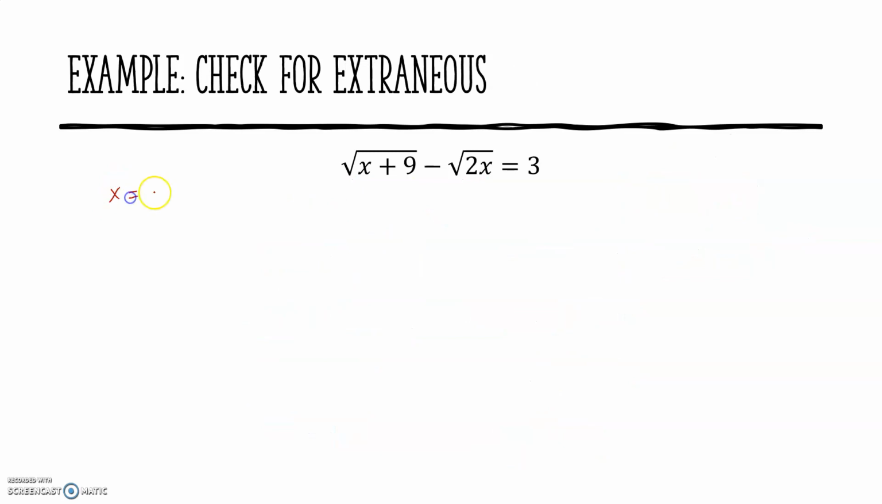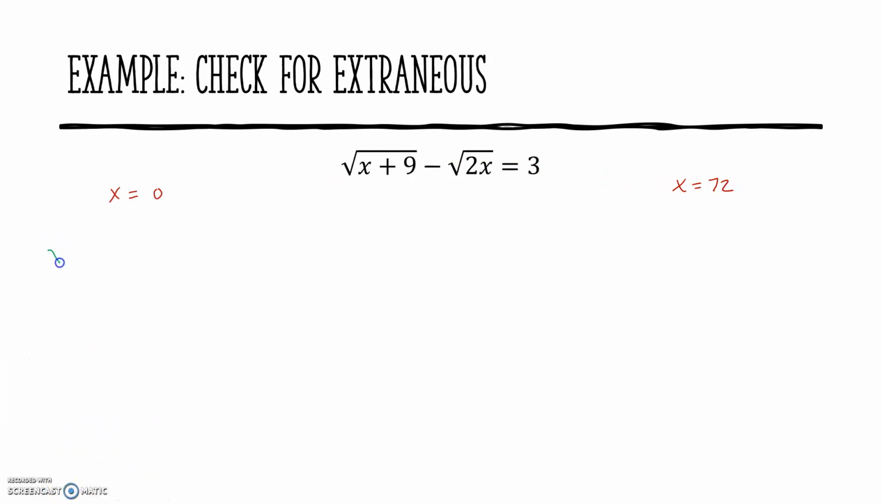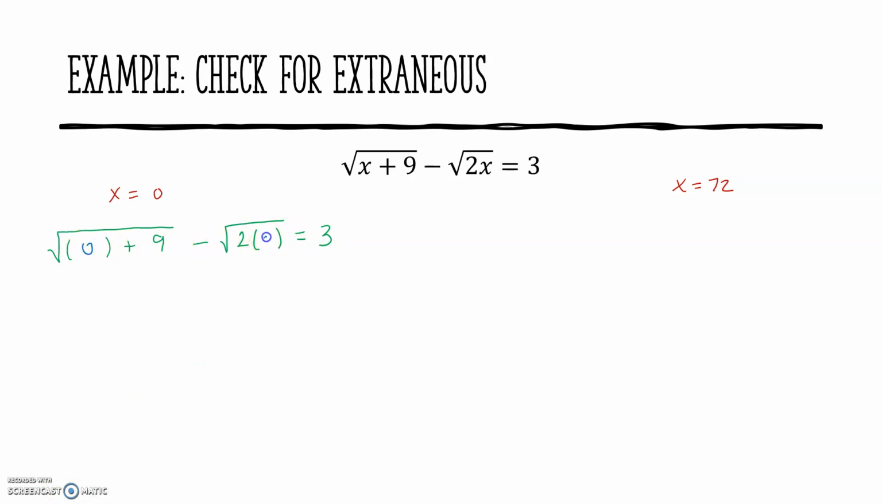So my two possible solutions are x equals 0 and x equals 72. I'm checking for extraneous solutions by plugging those in. So my equation is the square root of x plus 9 minus the square root of 2 times x equals 3. And I'm going to plug 0 into that. And when I do, I get the square root of 9 minus 0 equals 3, which is true, and I like that equation.